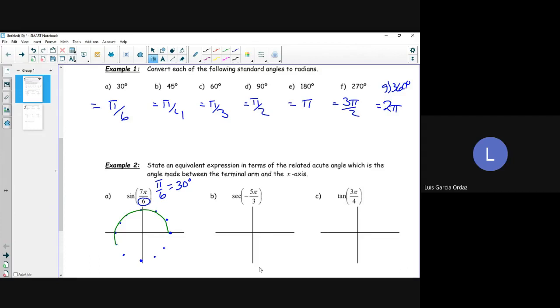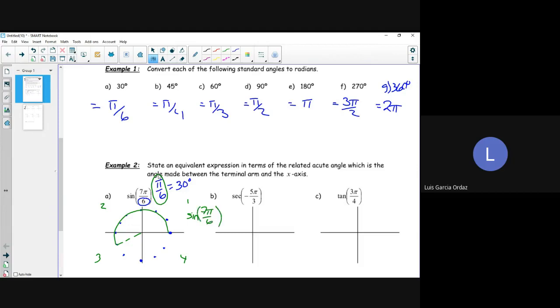So, like I was saying, we look at the denominator of 7 pi over 6, which is 6. So we refer to our normal acute angle of pi over 6, which is 30 degrees. We divide each quadrant into 30 degree intervals and then count 7 sections counterclockwise, because for positive angles we go counterclockwise. Then our terminal arm ends here. Now we look at the section closest to our x-axis. So we have sine of 7 pi over 6.